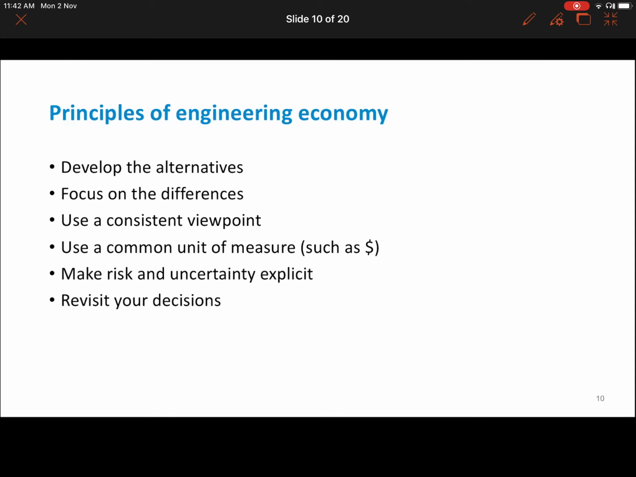Once you start to use engineering economy, something you buy from the US, something you buy from Germany, something you buy from China. Every one of them has a different monetary basis, so you need to use a common measure such as dollars. Make risk and uncertainty explicit. Usually when you just get the bulk materials of anything, you don't consider the uncertainty that happens during the project. So you should use this during your analysis.